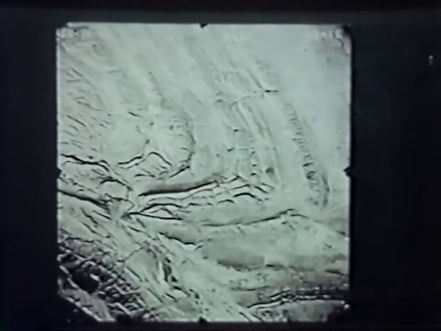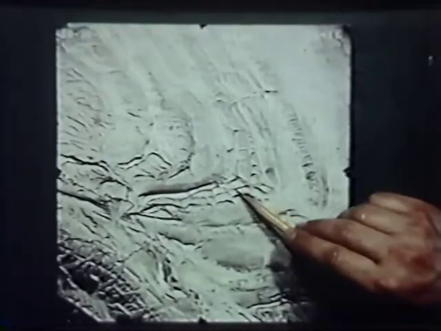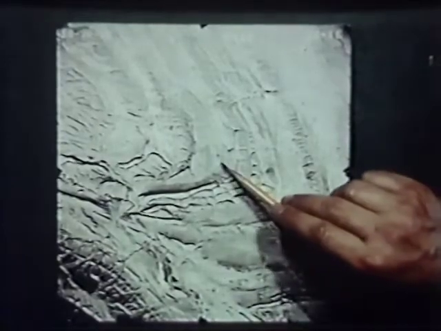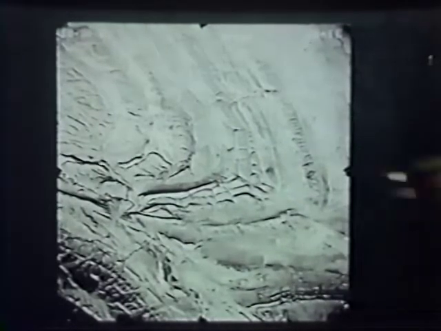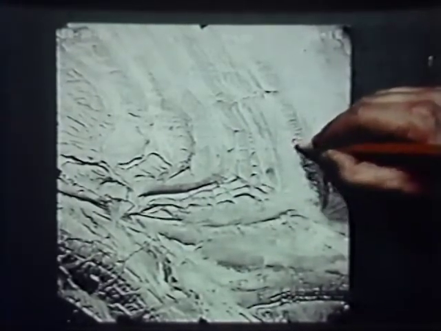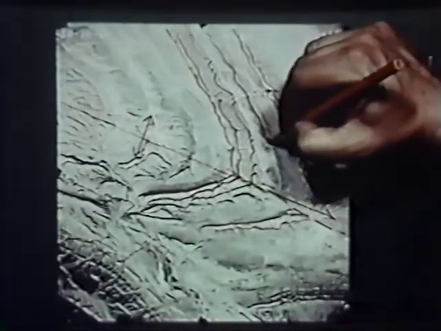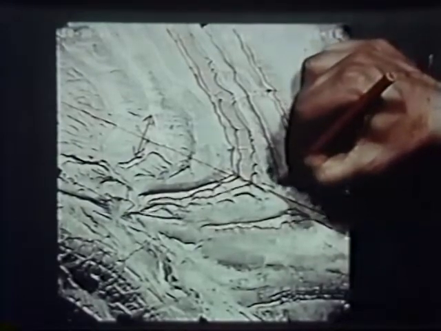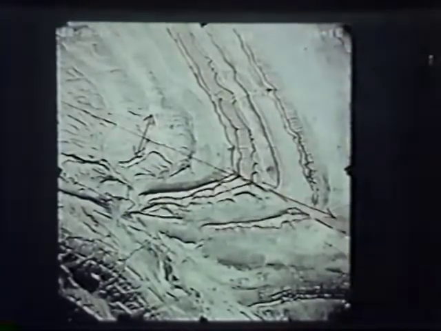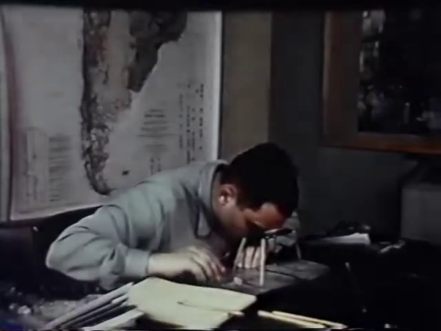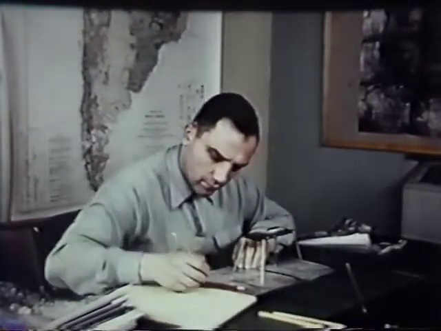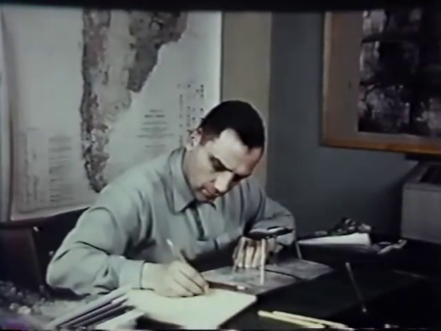Different formations may be distinguished by their expression on the photographs, as shown here. Notice how the resistant formations make ridges and the less resistant formations between make valleys. The geology is mapped in detail. As in all geologic mapping, a stratigraphic section must be established as early in the work as possible.